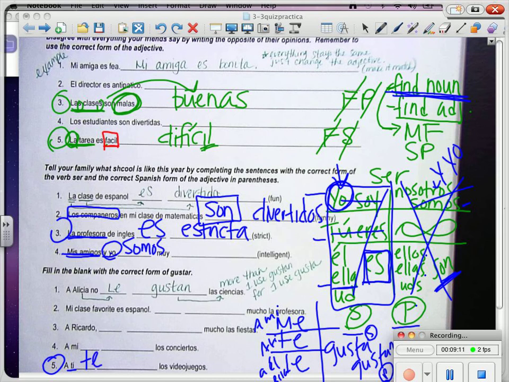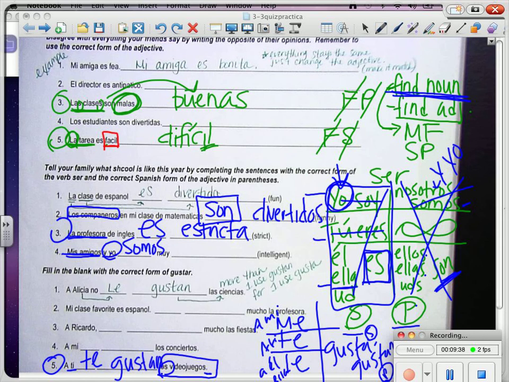A ti, te. And now I need to look at this because remember the gusta is determined by how many things we like. So I'm looking at what I like. I like los videojuegos. How many videojuegos am I talking about? Am I talking about singular videojuegos or plural videojuegos? I'm talking about plural videojuegos, and I know that because I see S here and S on my article. So do I want gusta or gustan? Gustan.